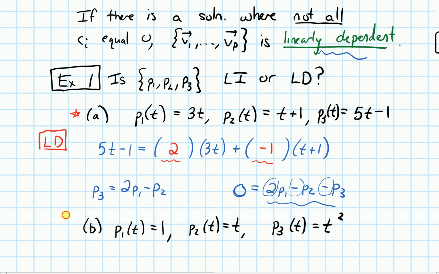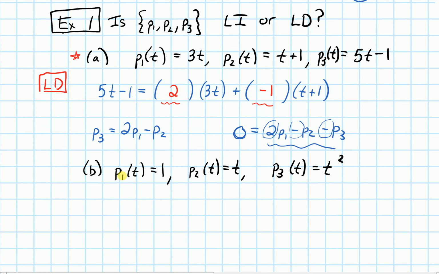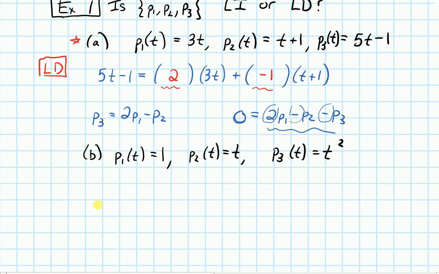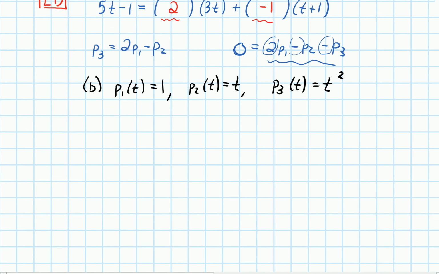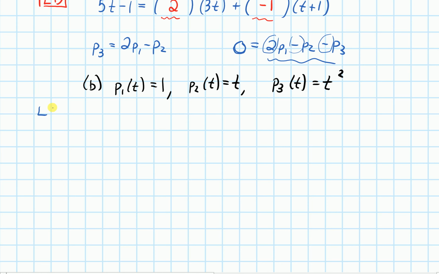Okay, let's do another part of this example. What about these new polynomials? What if the first polynomial is 1, the second polynomial is t, and the third polynomial is t squared? So these polynomials, it turns out, are linearly independent. I want to give you 2 reasons why. The first reason is going to be more of a technical reason. The second reason I think is a little bit more conceptual.